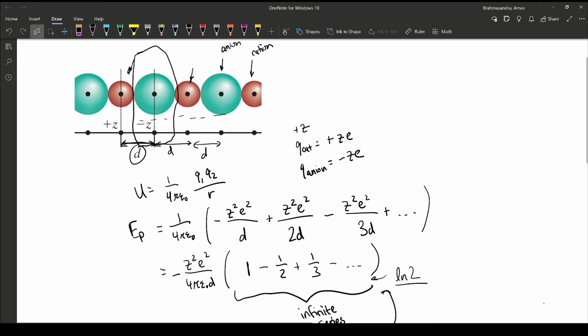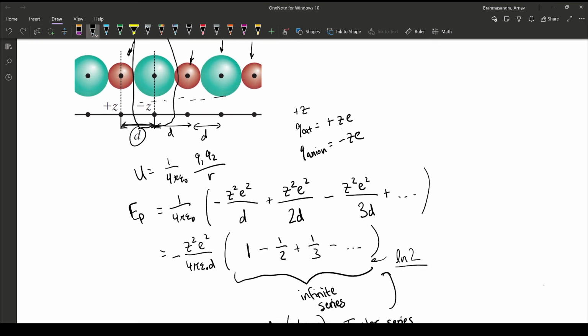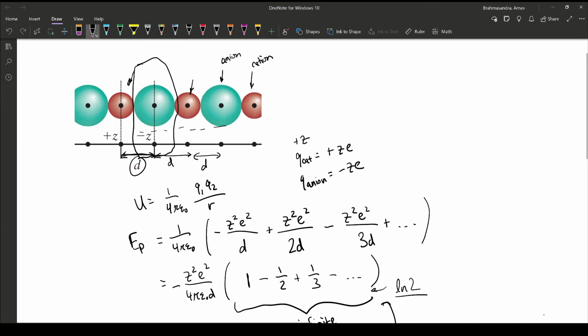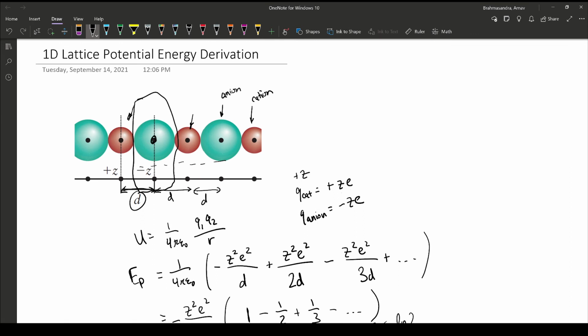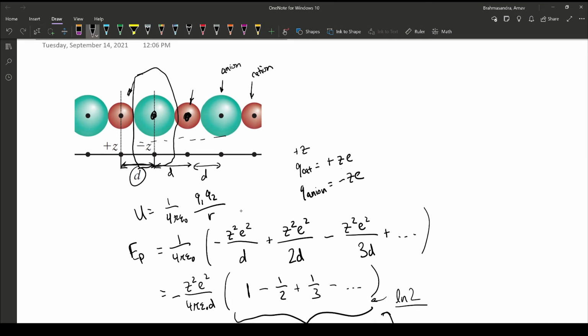And now we want to calculate our potential energy. So we set up this equation, 1 over 4 pi epsilon naught times, now we're going to, again, only look to the right, because the left is the exact same as the right. So we just need to multiply our value by 2 at the end. If we look to the right, our first value is going to be the product of the charges. So if we take this anion and this cation, we get minus z squared e squared, and then the distance is d. So we get this term, right? We get that same term.